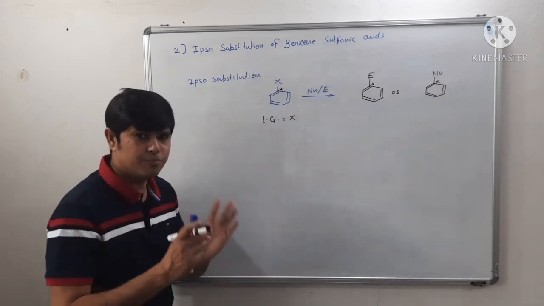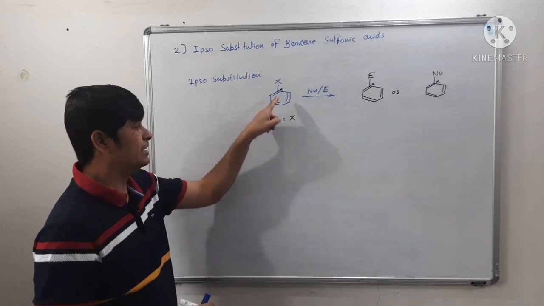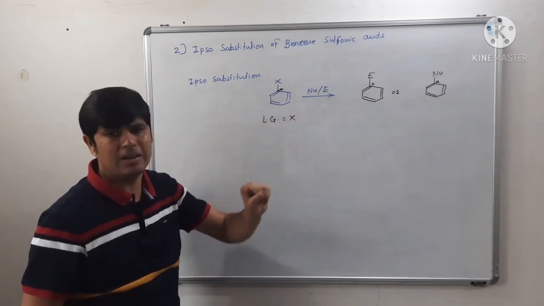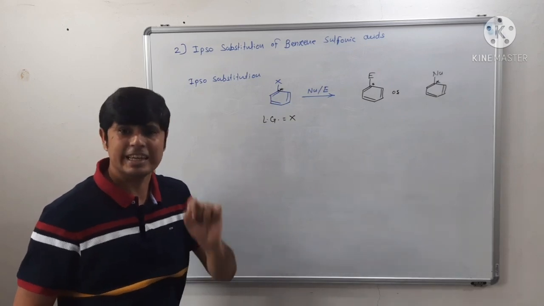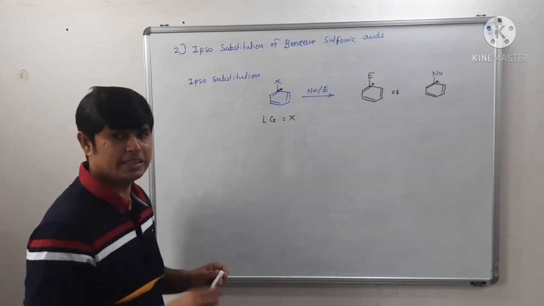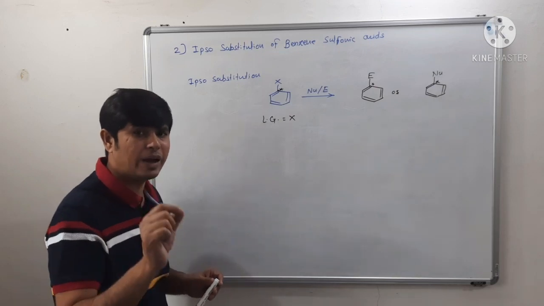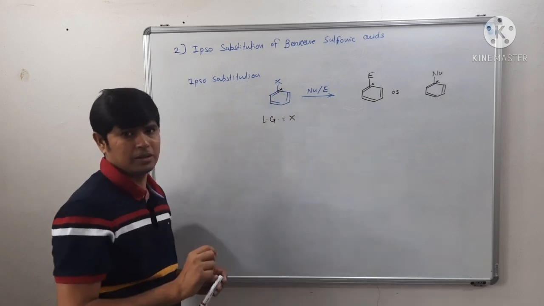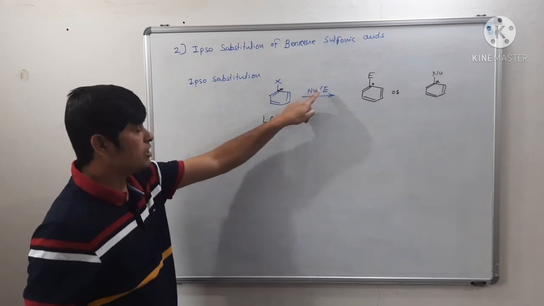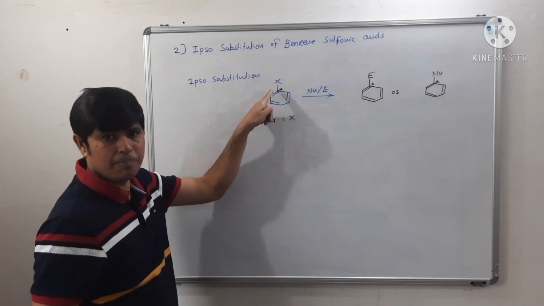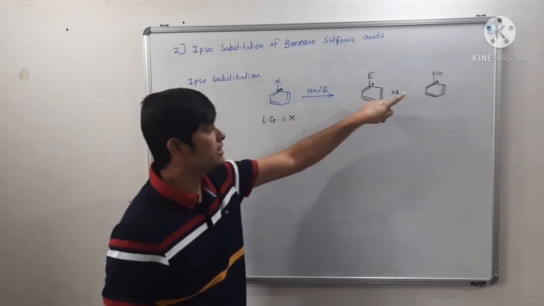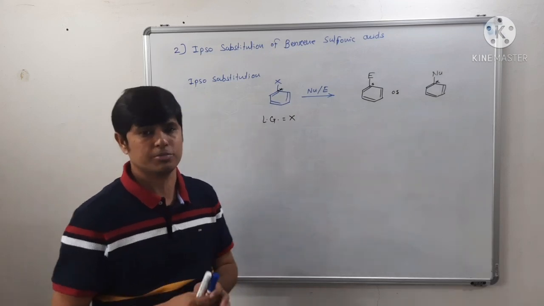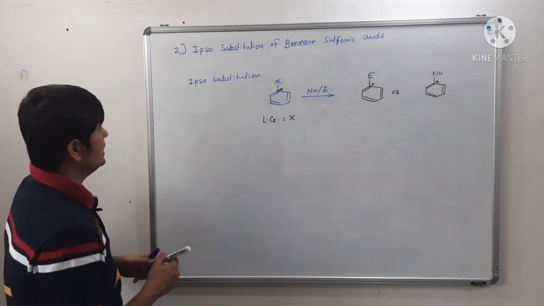Now what is meant by ipso? Have you understood? Once again I am repeating it. The incoming nucleophile or electrophile is taking the same position which is vacated by the leaving group. The leaving group is attached to the labeled carbon. So if this nucleophile or electrophile is taking this same position, the labeled carbon position, then we will get the ipso substitution product.